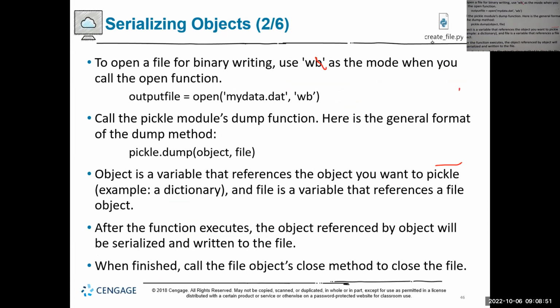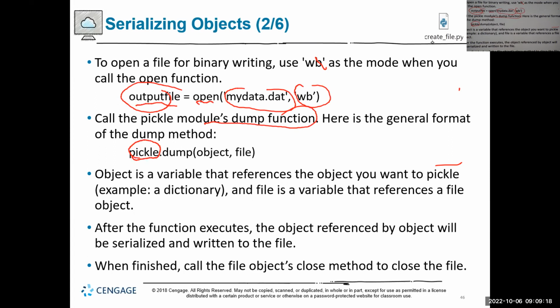So if you want to write to the file, the syntax is like this: you have the output file, which is the object name, linked to the file you want to work with. You use open with the file name, and you tell it that you want to write in the binary format. Now you call the pickle module's dump function. Pickle is the name of the module.